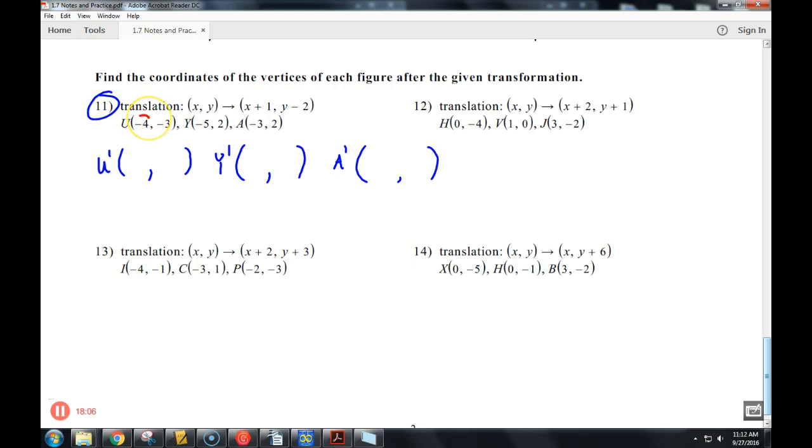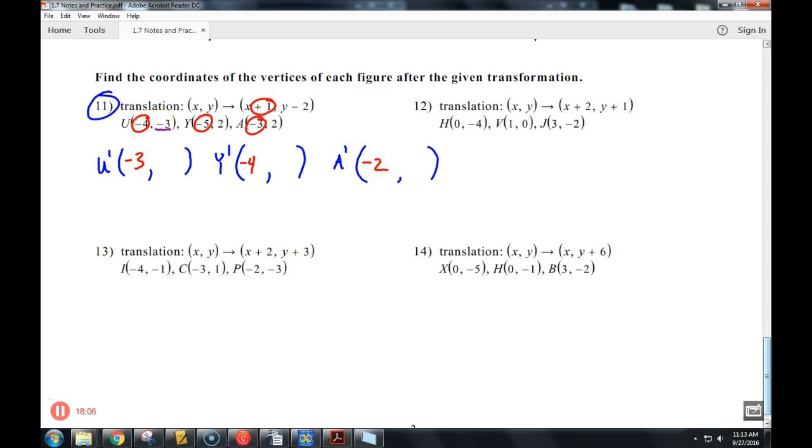So -4 is the X value, and we're adding 1. So -4, when I add 1 to it, becomes -3. -5 when I add 1 becomes -4. And -3 when I add 1 becomes -2. So I took all the X values, I added 1 to them, and rewrote them. Now we're going to look at the Y values.